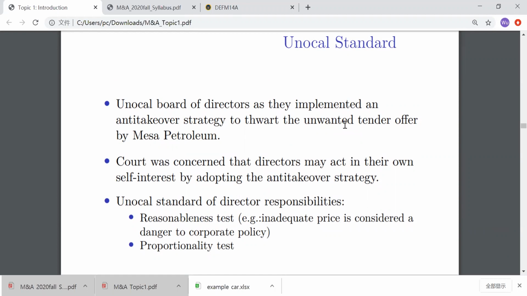But Unocal's board of directors tried to implement an anti-takeover defense, right? We'll talk about anti-takeover defense in topic 3, but the idea is that they tried to thwart the unwanted offer from Mesa Petroleum, right? But then Mesa Petroleum didn't like the anti-takeover defense because they thought it would hurt the benefits of Mesa Petroleum, right? So that's why they sued Unocal's board of directors, right?